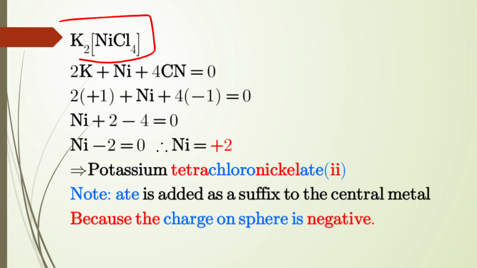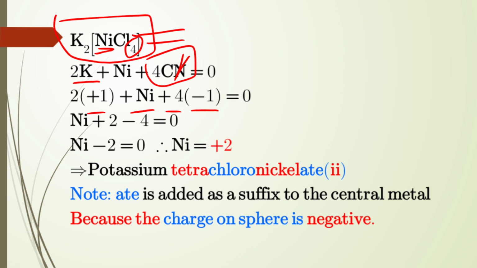We have this coordination compound K2NiCl4. The central metal atom is nickel, Ni. So we say 2K plus Ni plus 4Cl. This is not CN, it is Cl. It equals 0 because this coordination compound is neutral. And then we are going to have 2 into 1 because potassium is plus 1. Then nickel, which we are looking for, its oxidation number, plus 4 into minus 1, which is chlorine's oxidation number, equals 0. So this will give us plus 2 minus 4, which is minus 2, so nickel equals plus 2.